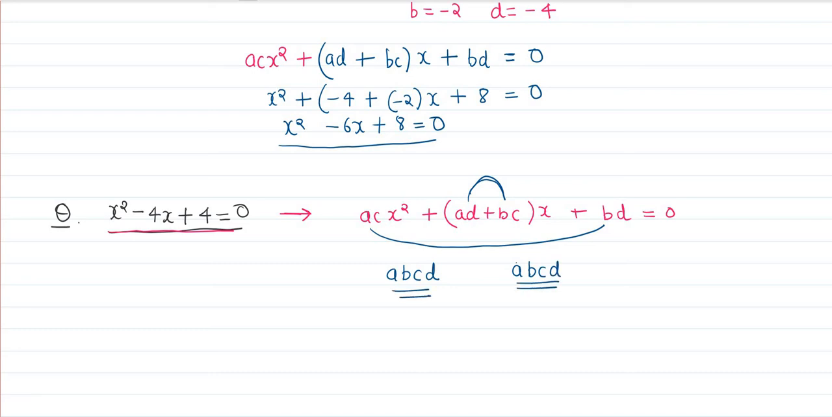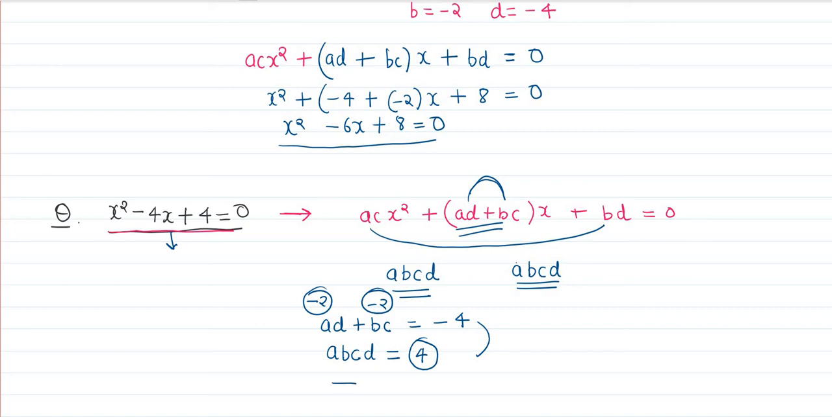So here, if we compare this, we can say that ad plus bc is equal to -4, and abcd is equal to 4. So from here we can easily conclude that ad and bc must be -2 and -2, right? This is the only way that these numbers satisfy both these equations, right? So here we could easily find that ad is equal to -2 and bc is equal to -2.